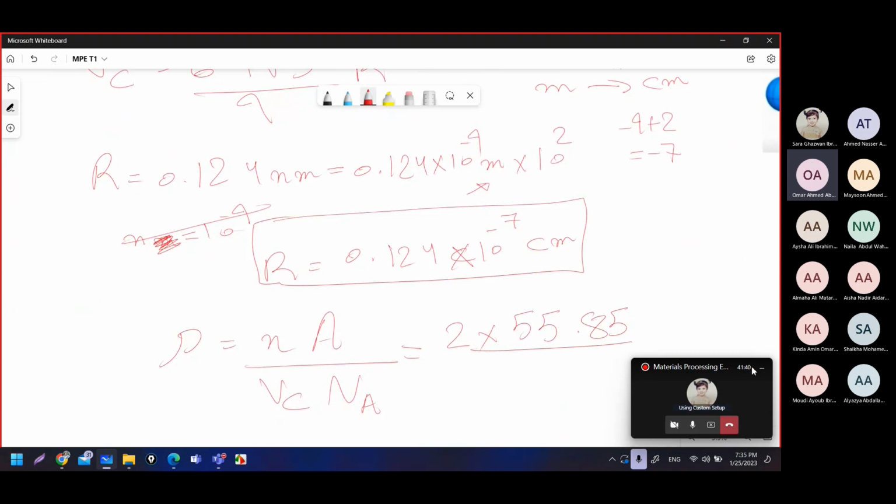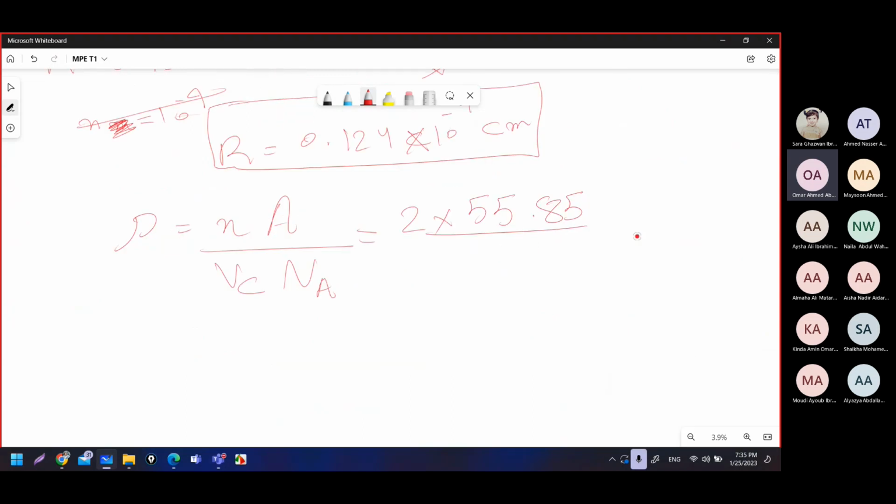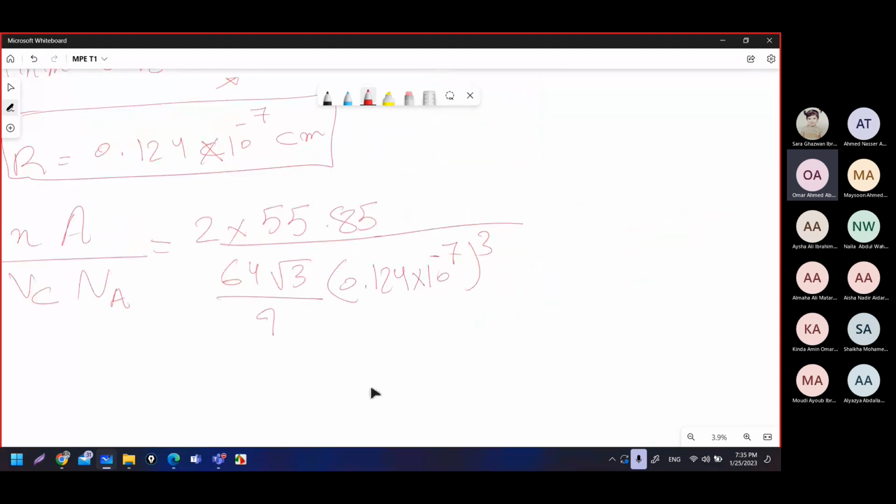And the volume from the previous question is 64 times square root of 3 over 9 times r cubed. So it will be 0.124, and I must put it in centimeters, so it will be multiplied by 10 to the power negative 7, and it is cubed, times the Avogadro number. Avogadro number is 6.022 times 10 to the power 23. Then I will have the density equal to approximately 7.9 gram over centimeter cubed.